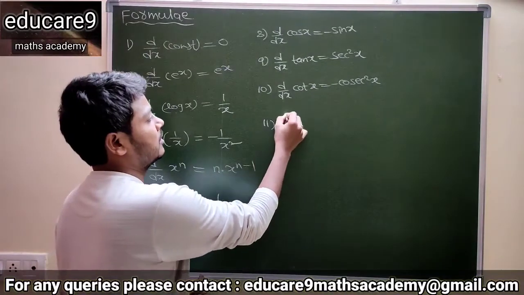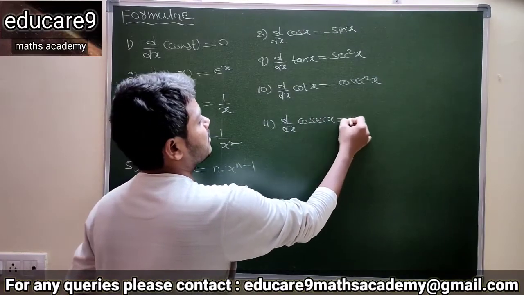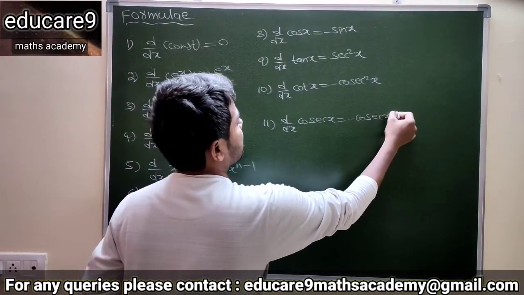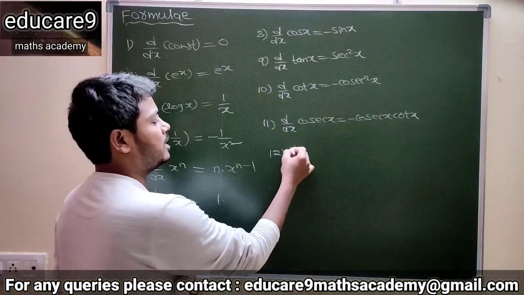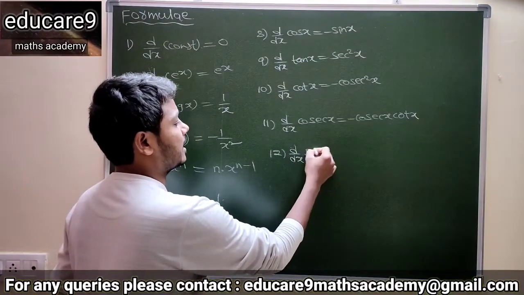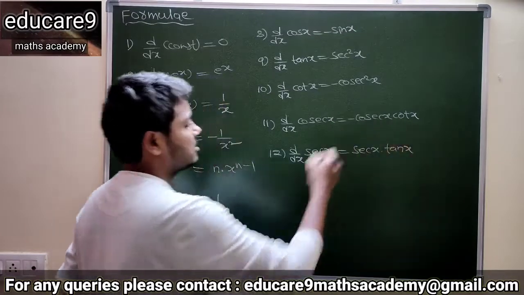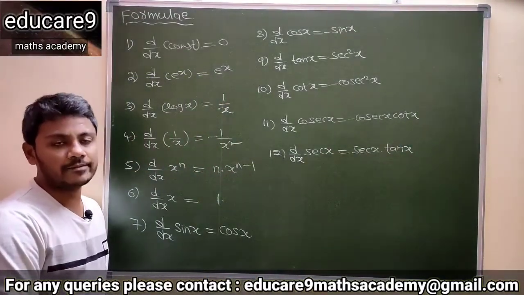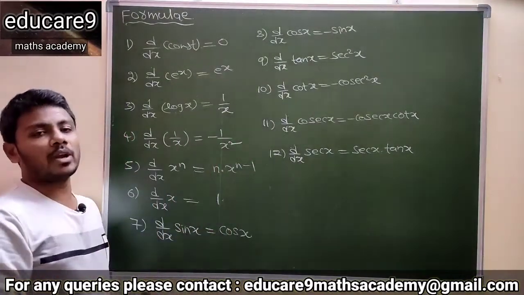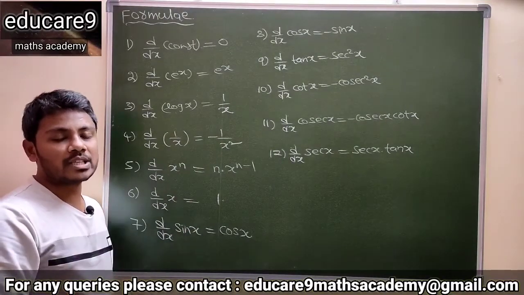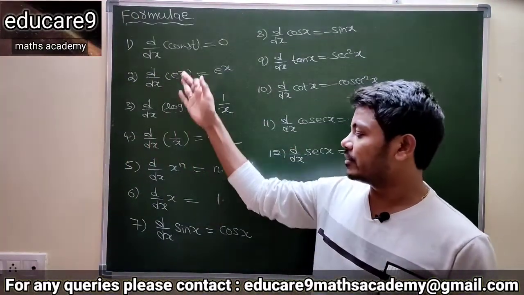Next, d by dx of cosecant x. This is minus cosec x cot x. Next, last one, d by dx of sec x. This is sec x into tan x. So these are the few formulas in differentiation. Now, all these formulas you can prove by using the first principle. So from the first principle you will get the derivative of all these things.